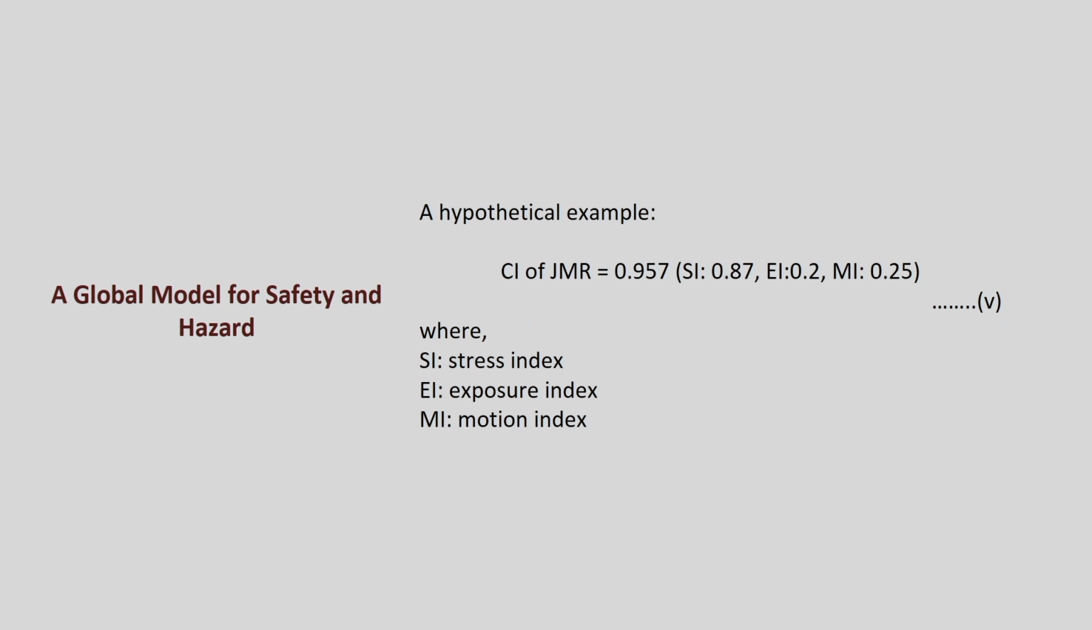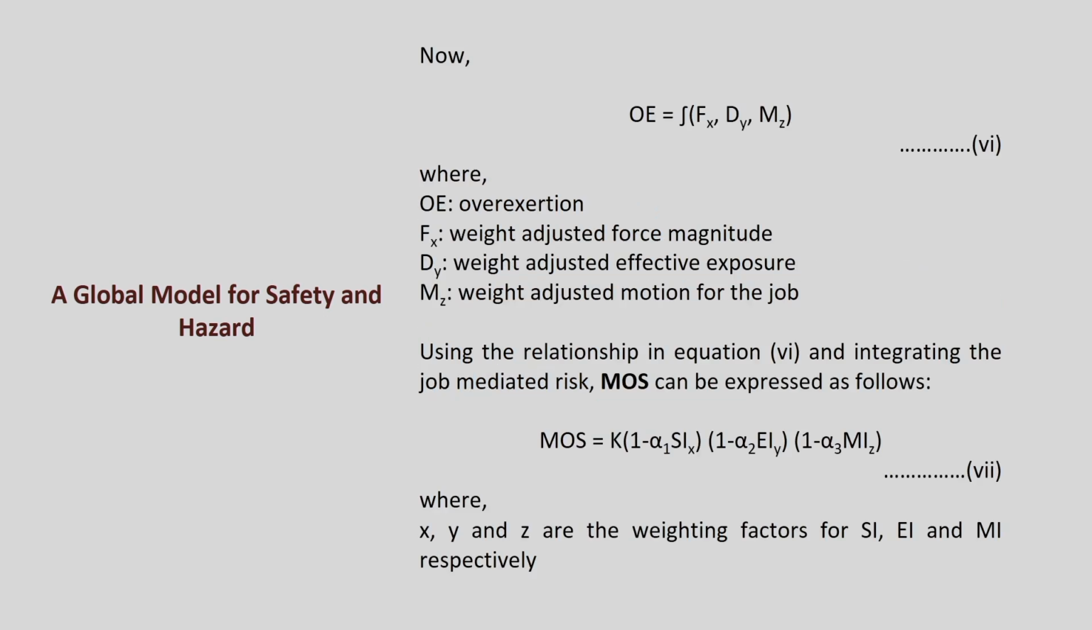If we take a hypothetical example where CI is equal to 0.957, what does this mean? SI is your stress index, EI is the exposure index and MI is your motion index. Overexertion is equal to the integration of Fx dy mz, where x, y, z are the weighting factors of SI, EI and MI respectively. This way you can calculate the overexertion value.